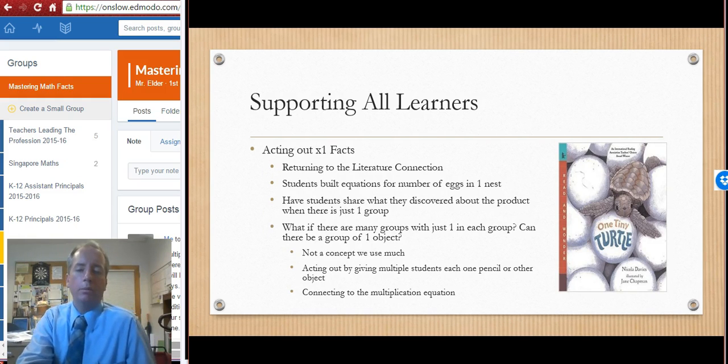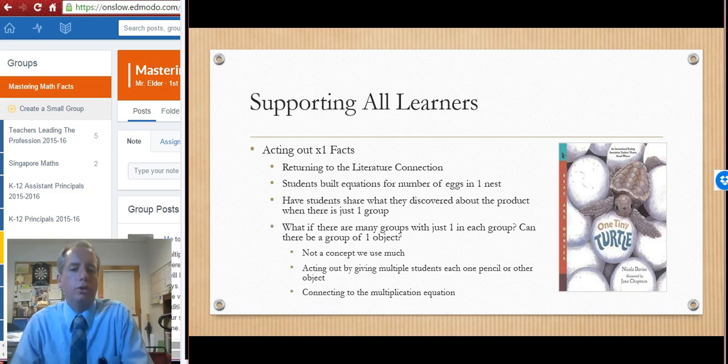Acting out the facts, going back to our literature piece, is always good. We're using the text to build a concept in the mind, to build a context, to be able to reach back into. So they built equations for a number of eggs in one nest. So now we're going to explore, well, what did you learn about the product when there is just one group of something? But what if there are many groups with just one in each group? We mentioned this is not a concept we use very much, although we saw it there in the color tile activity. By acting out, like, okay, I'm going to give one pencil to 7 different students.